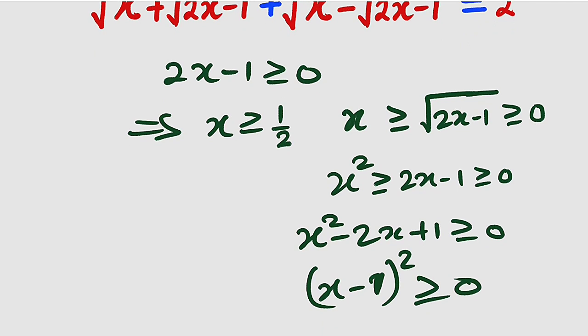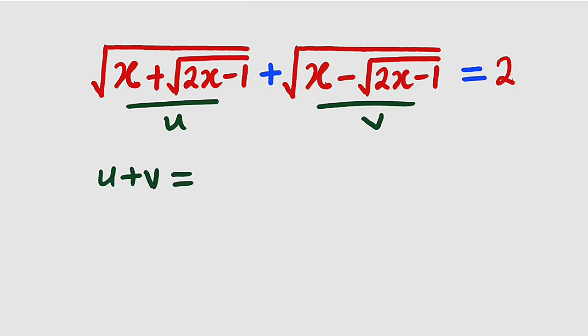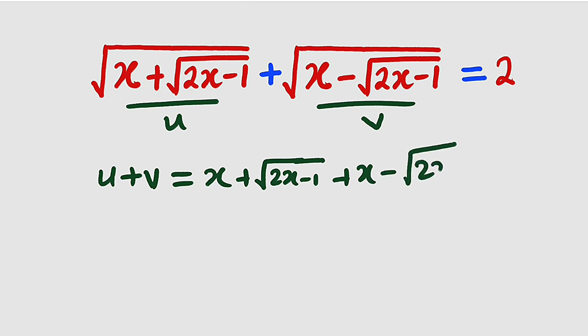All right, let's get started. I would like to apply substitution here. I would like to declare this with u and declare this with v. So let me start by adding u and v together. This is equal to x plus the square root of 2x minus 1, then plus x minus the square root of 2x minus 1. You can clearly see that this will cancel this. All we have is 2x. Therefore, u plus v is equal to 2x.